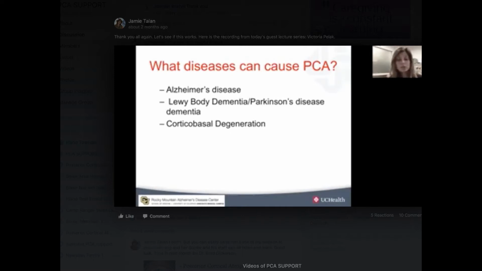And now, through several associations and consensus, Parkinson's disease dementia and Lewy body dementia are really becoming known as one disorder. They present a little bit differently if you present with Parkinson's first versus presenting with cognitive impairment. But a small majority of people with PCA will have both Alzheimer's and Lewy body disease, and then a smaller percentage will have just Lewy body dementia. And then another condition which is quite rare called cortical basal degeneration. So these are all diseases that can result in the PCA syndrome.